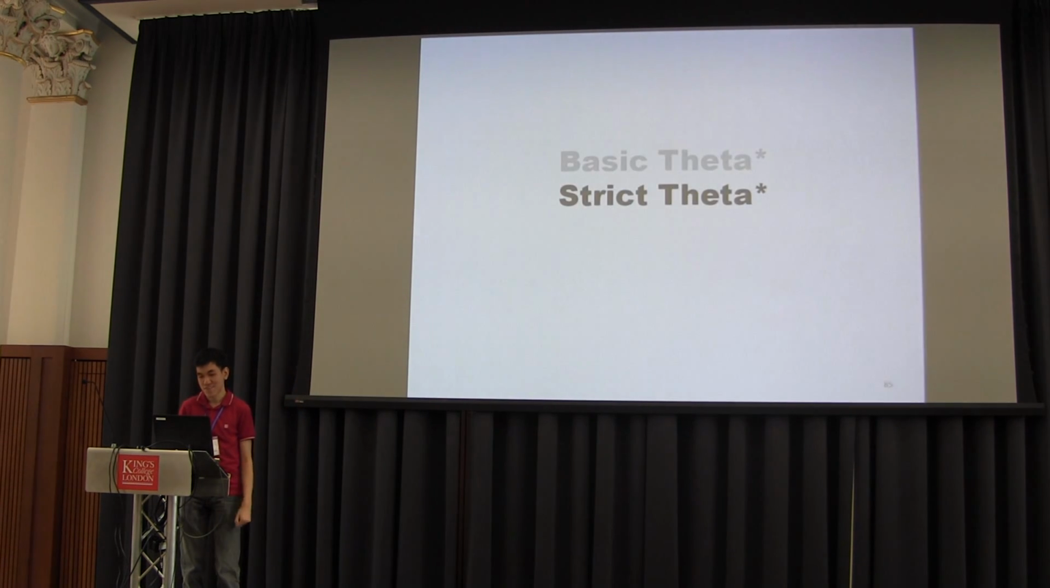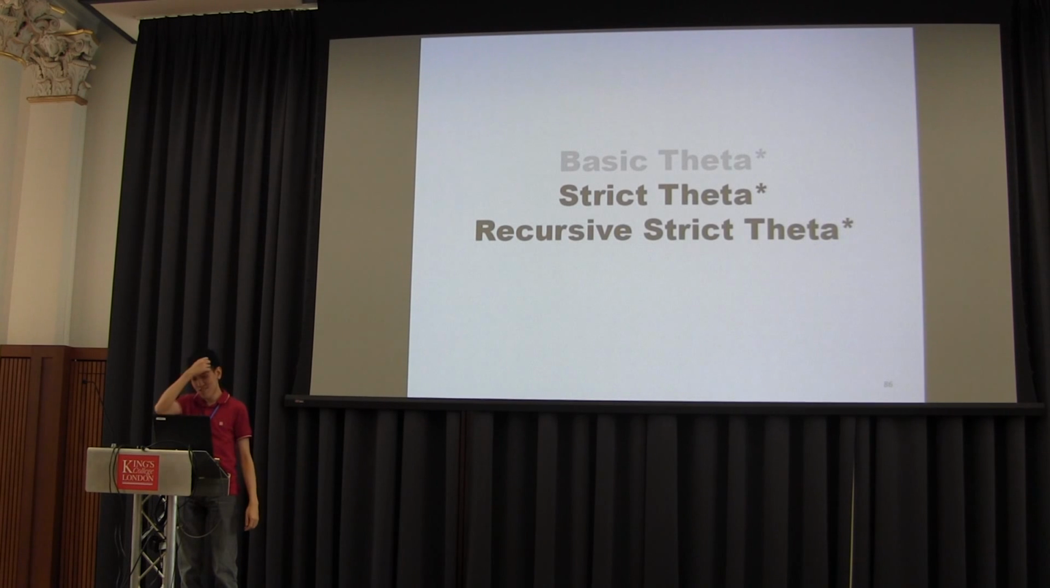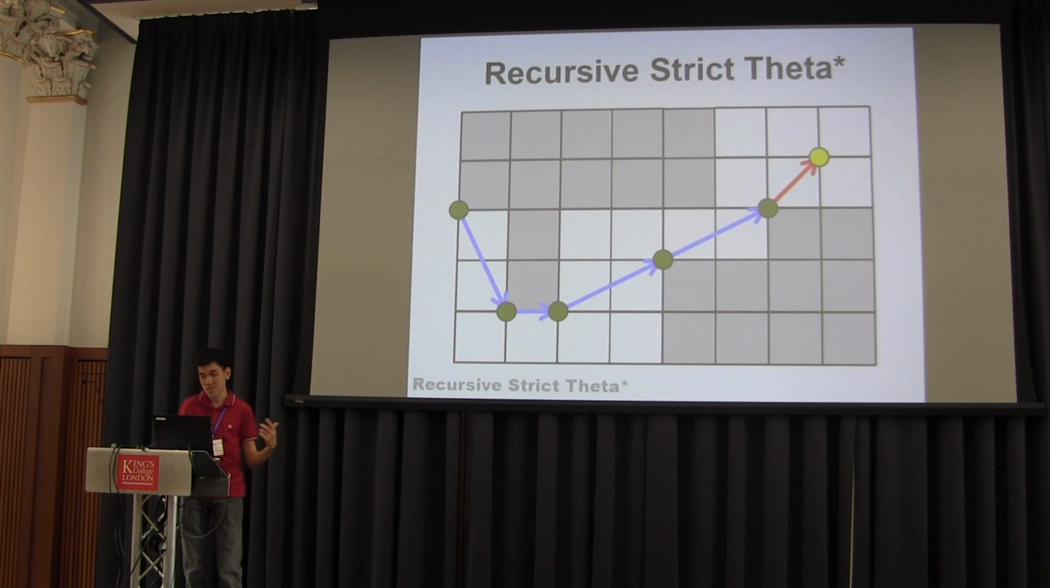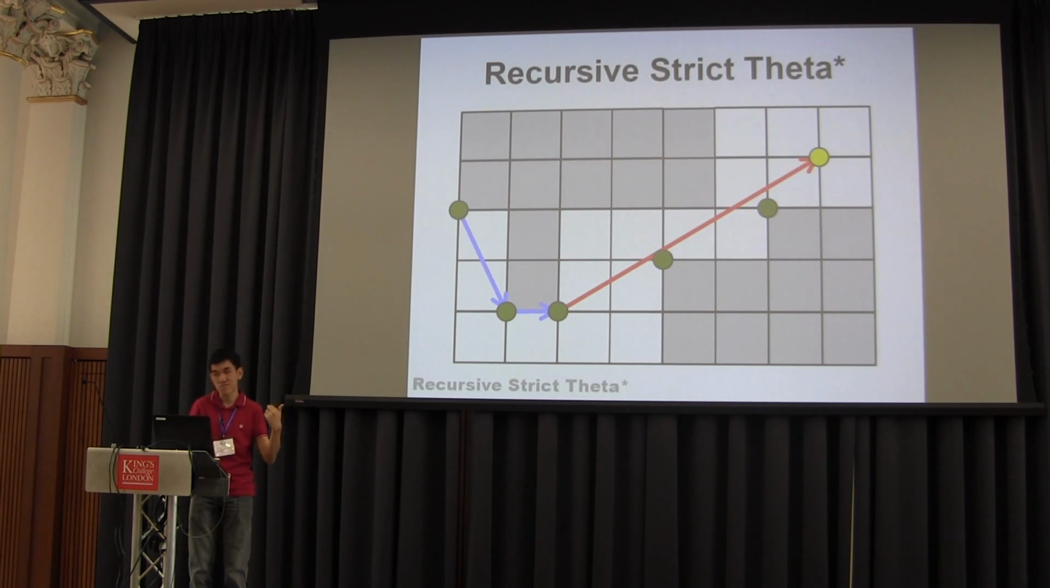Not only do we have Strict Theta Star, we also have a recursive version which performs a little better. So for the recursive version, here's the basic idea. I will explain it in detail here. You do a recursive loop back until you find a taut path, then you stop.